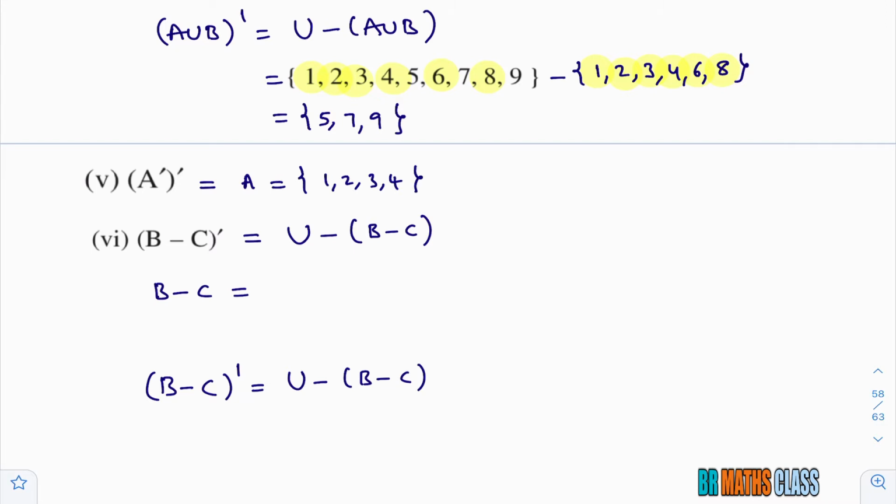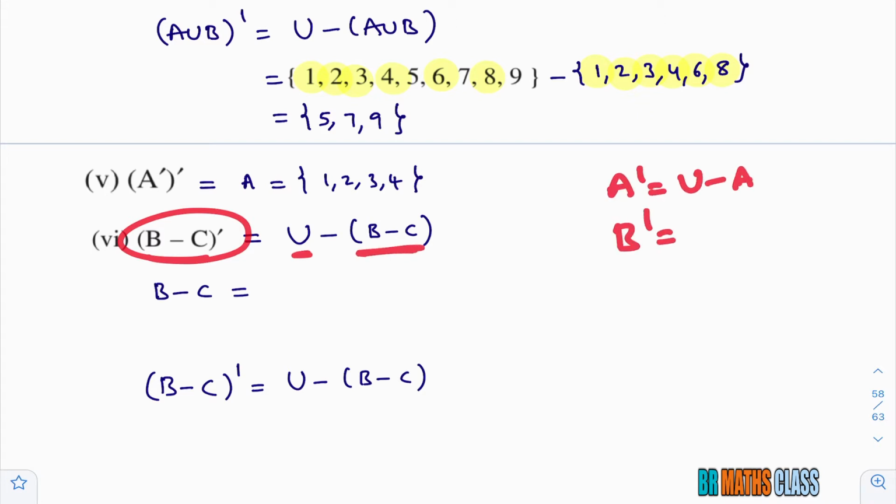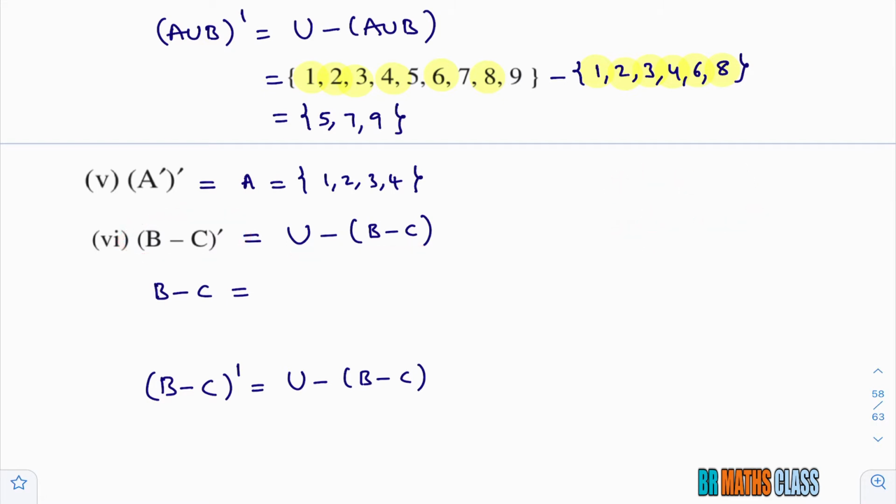Okay, now B minus C whole dash. B minus C whole dash means universal set minus B minus C. Just observe, A dash is U minus A, B dash is U minus B, like that. To calculate this, first I need to calculate B minus C. What is set B? In the question, set B is given as 2, 4, 6, 8, minus set C. Set C is given as 3, 4, 5, 6.